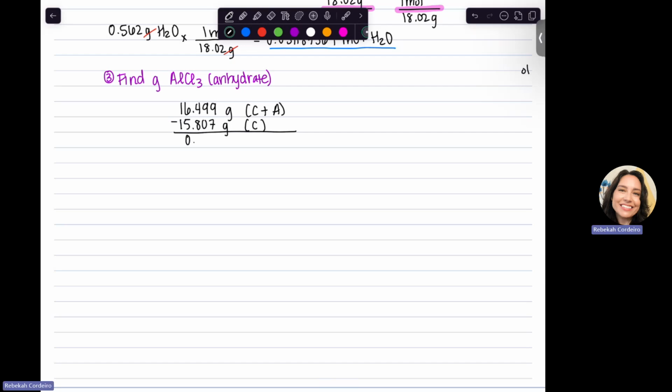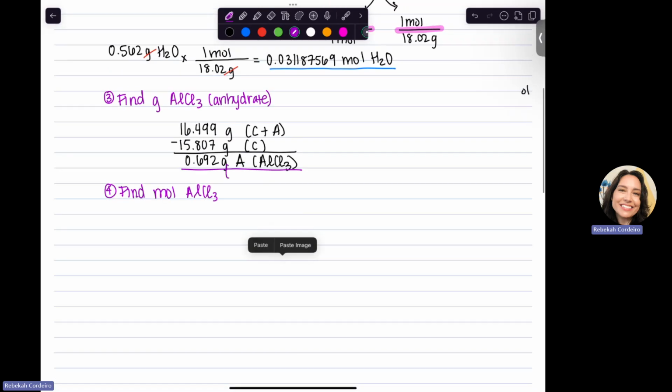So I get 0.692 grams of anhydrate. And remember, my anhydrate is aluminum chloride. Your anhydrate is going to be a little bit different. So that's going to be the grams of the anhydrate. Next, we need to find the moles of aluminum chloride, which is my anhydrate.